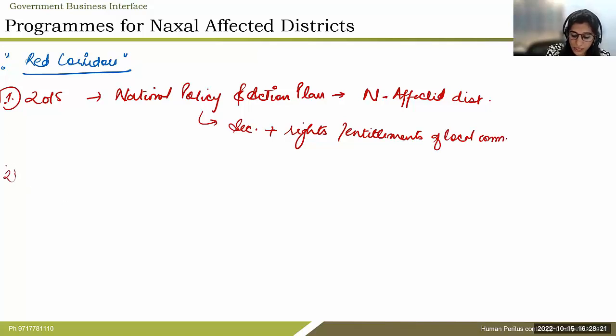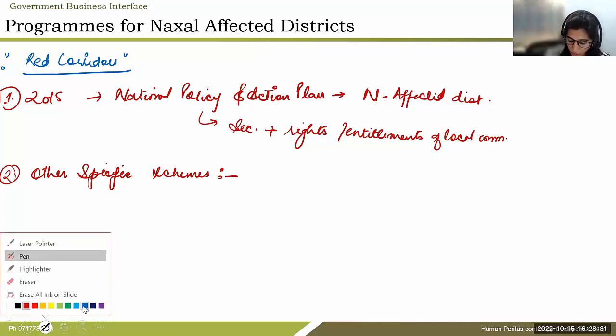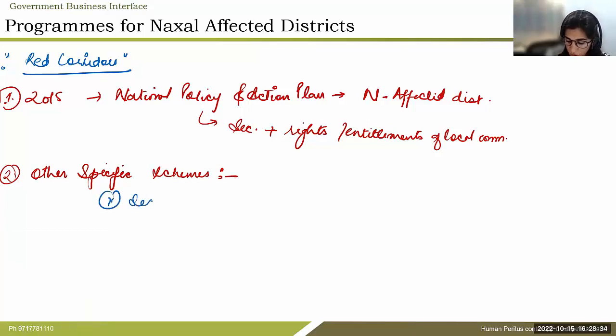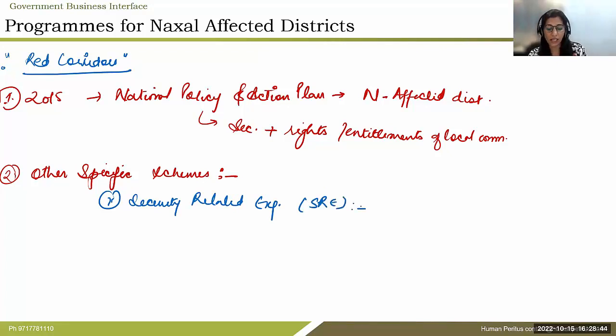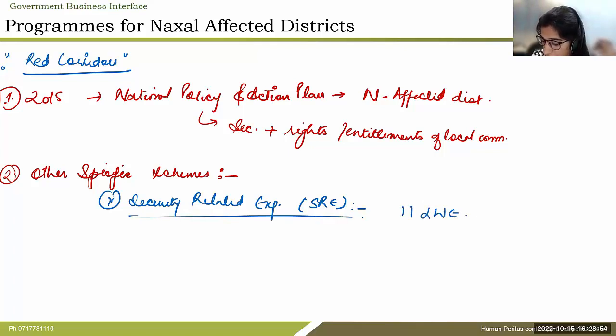So there are other specific schemes also. I will write it down here for you guys. Number one is security related expenditure, a scheme which we call the SRE scheme. What is this? Under this, the central government reimburses the state governments of 11 left-wing extremism affected states.